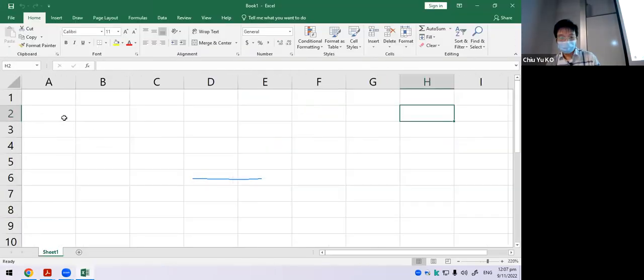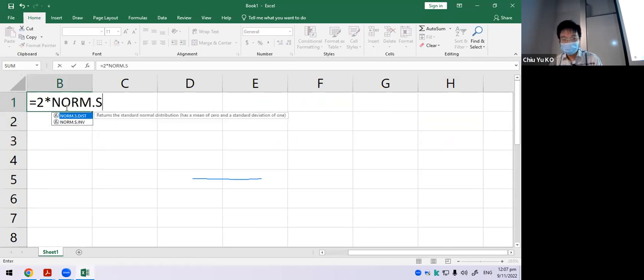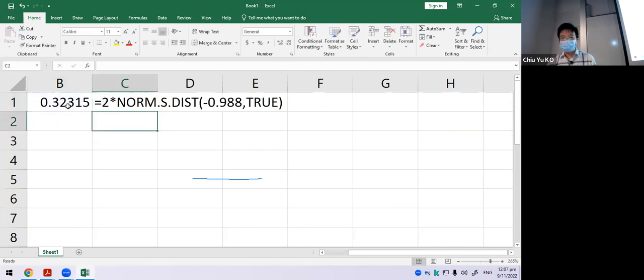So remember, it should be 2 times, if you look at the p-value, right, it will be NORM.S.DIST of negative 0.98, okay? And true, okay? So this would be the 37%. So the p-value is big enough, okay? 30%. So you are unable to reject, right?